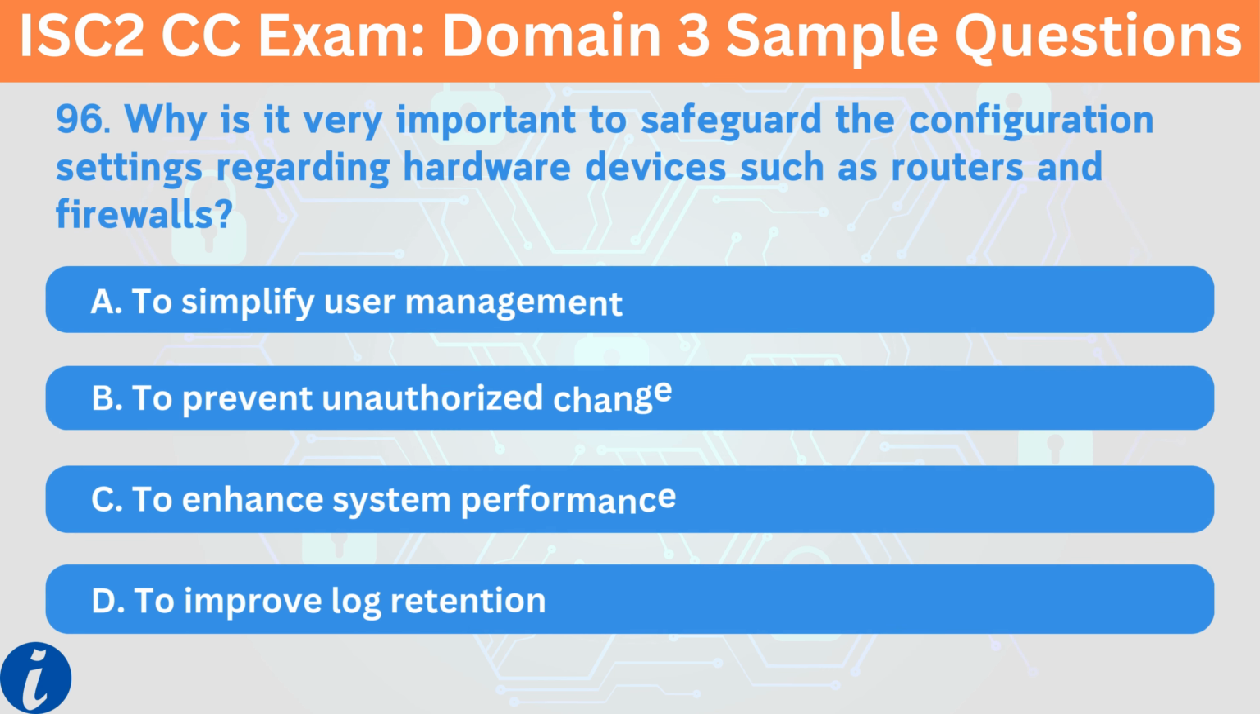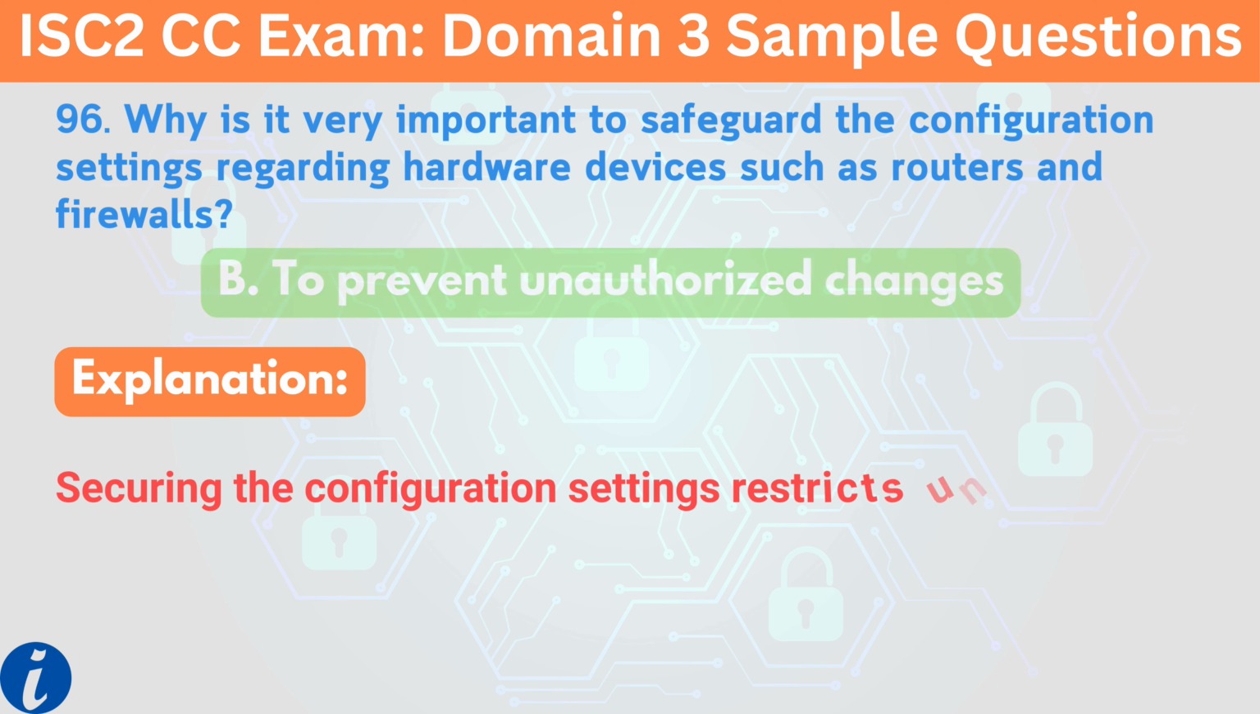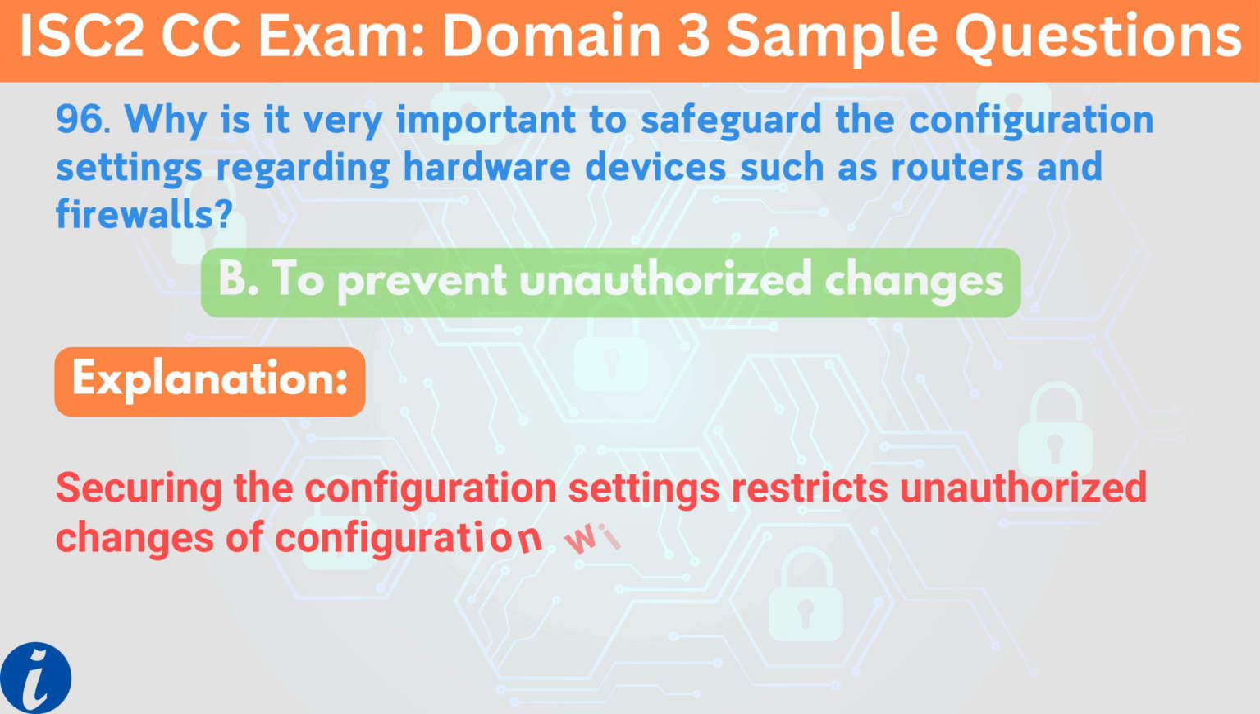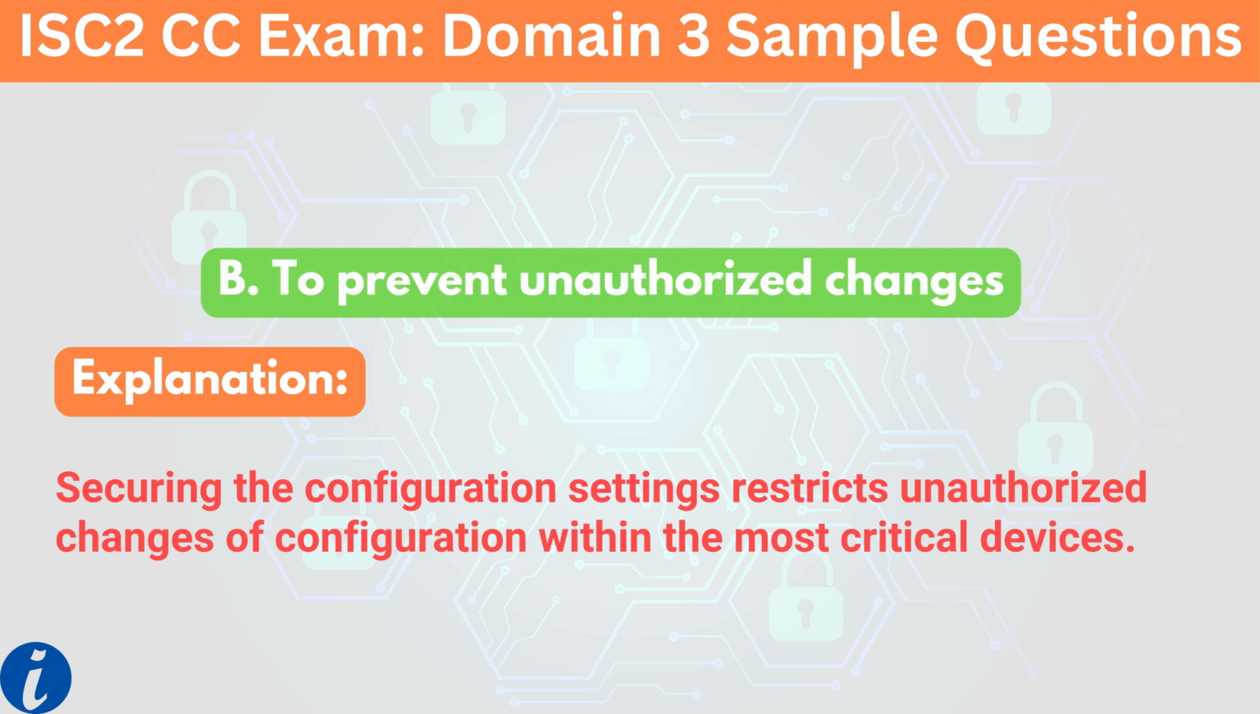96. Why is it very important to safeguard the configuration settings regarding hardware devices such as routers and firewalls? A. To simplify user management. B. To prevent unauthorized changes. C. To enhance system performance. D. To improve log retention. The correct answer is B. To prevent unauthorized changes. Explanation. Securing the configuration settings restricts unauthorized changes of configuration within the most critical devices.